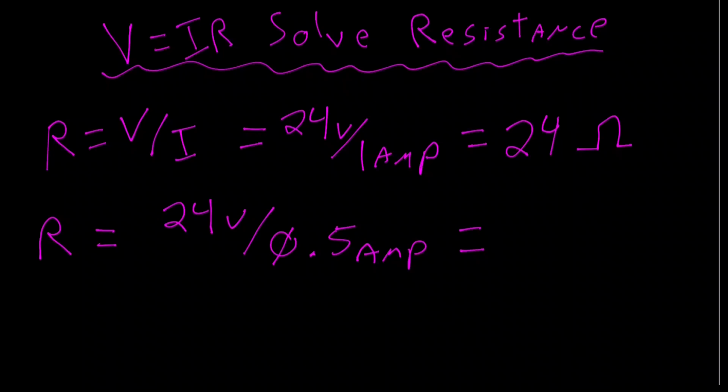So what's going to happen with the resistance? Is it going to go up or is it going to go down? So there's less current in the circuit. So if there's less current in the circuit, that means the resistance probably went up. And if we do the math, we see that it did. It went up to 48 ohms. Some people would say that resistance is futile, but I would not.